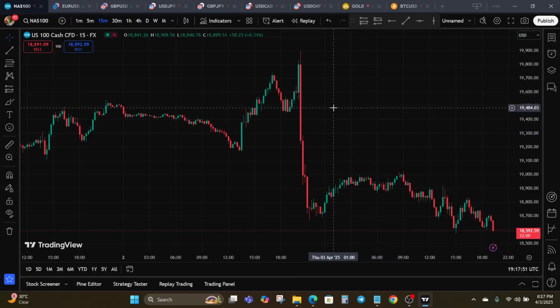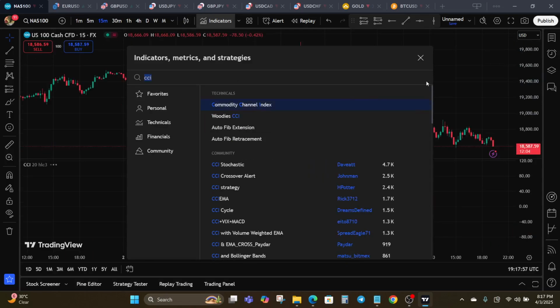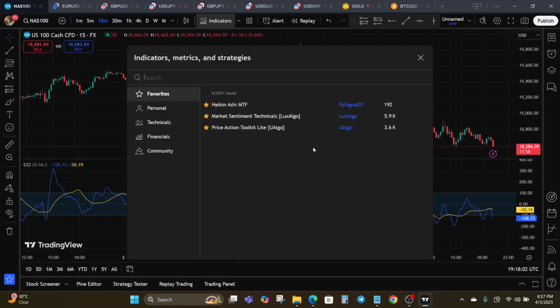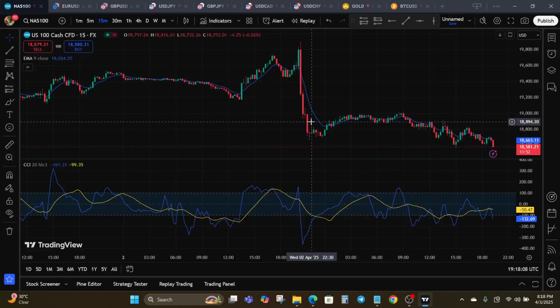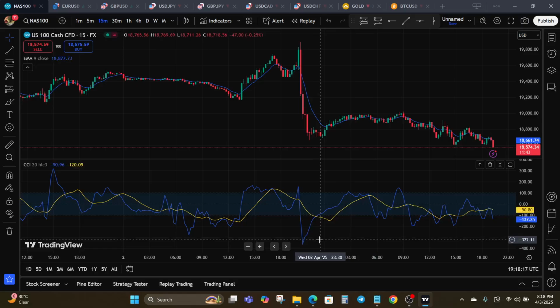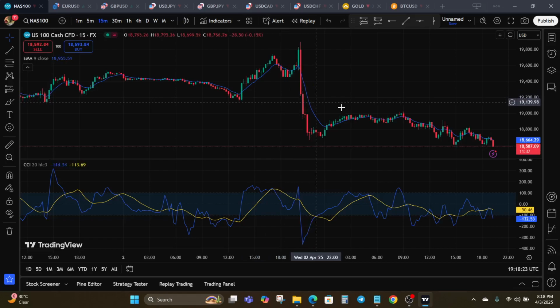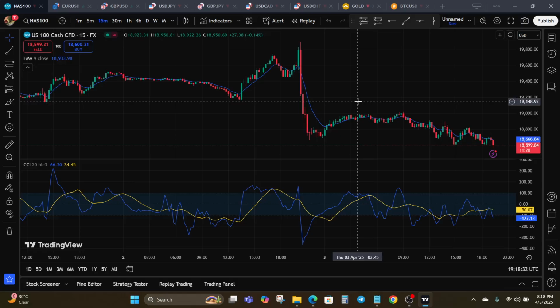Now, this strategy combines two key indicators: the CCI, which is the Commodity Channel Index, and the EMA, which is the Exponential Moving Average. So the CCI helps identify momentum shifts and overbought/oversold conditions, while the EMA smooths out price action and provides a clear trend direction. By combining these indicators, we get a clearer picture of market strength, helping us trade smarter.